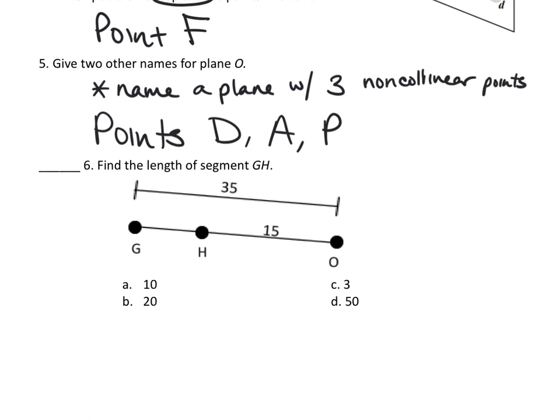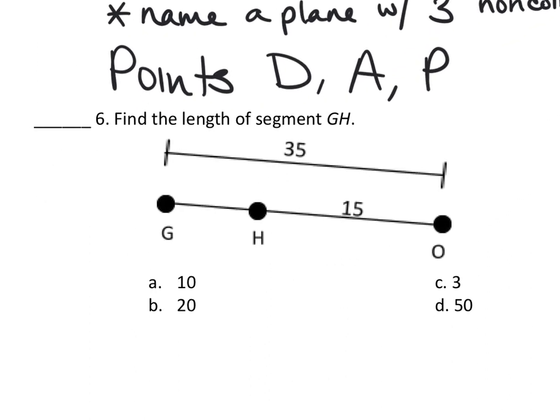Problem 6. It says find the length of segment GH. What is my key word here? Segment is good, but length. Just because I'm thinking about what is it asking me for. Length is going to be like a distance. This is technically using the segment addition postulate.